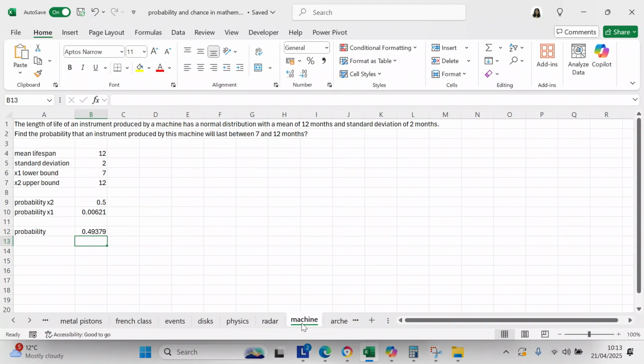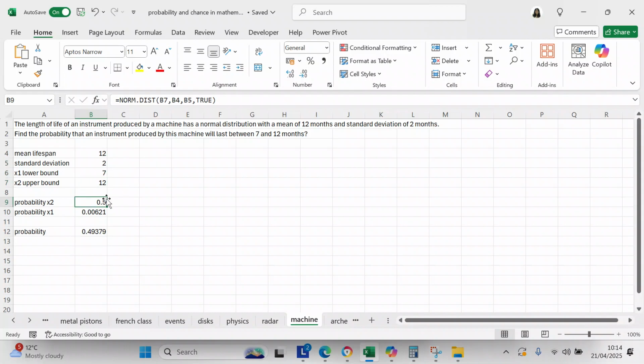So now we've got a question about instruments. The length of life of an instrument produced by a machine has a normal distribution with a mean of 12 months and a standard deviation of 2 months. Find the probability that an instrument produced by this machine will last between 7 and 12 months. So you've got your mean lifespan is 12 months, your standard deviation is 2, your lower bound is 7, and your upper bound is 12.